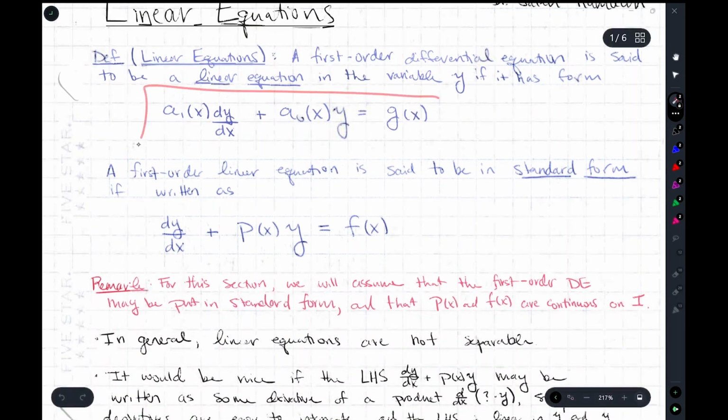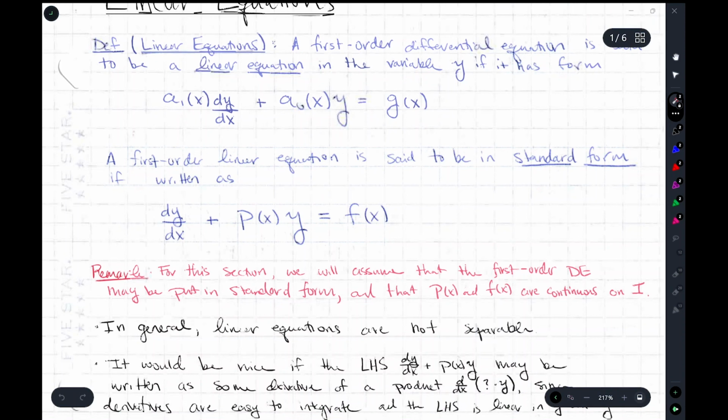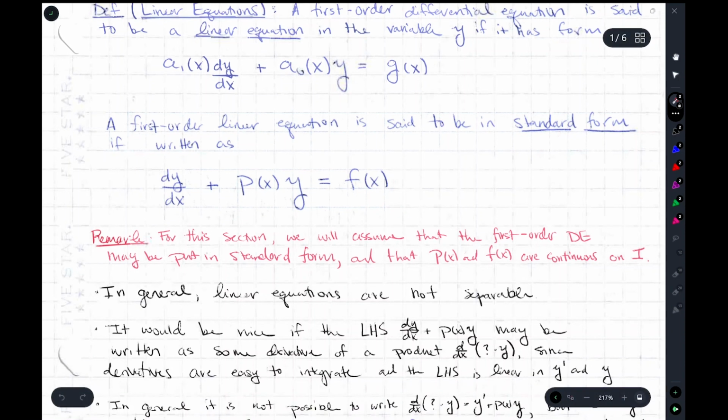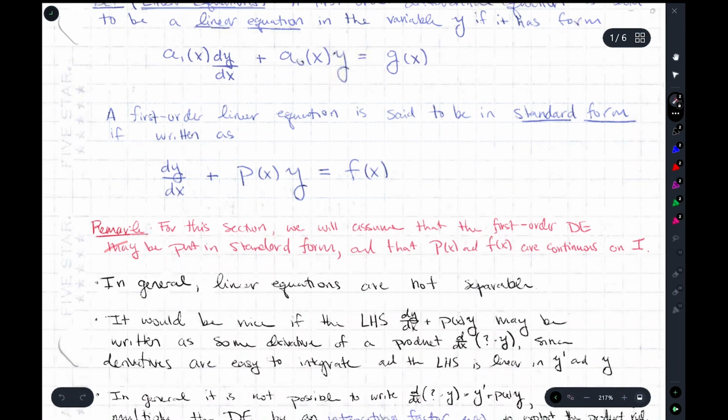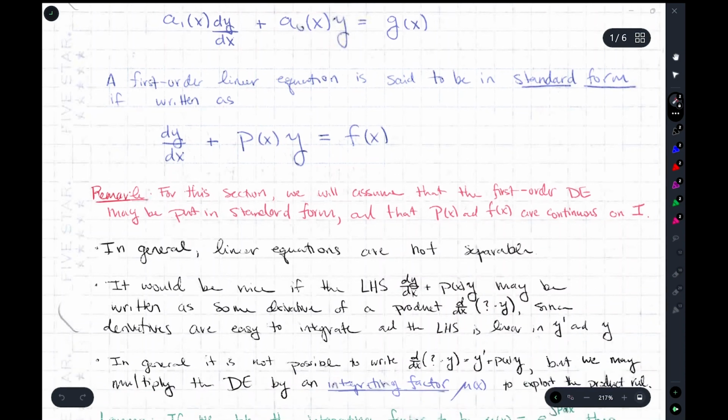We could write the differential equation in this form, where the coefficients only depend on x, and on the right-hand side you only get an expression with x. We could put this linear first order differential equation in standard form by dividing by a1 of x. This is called standard form, and this is what we'll be working with. For this section, we will assume that the first order differential equation may be put in standard form, and that p of x and f of x are continuous on I.